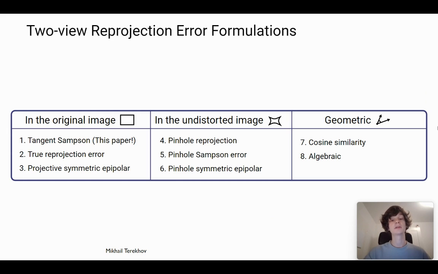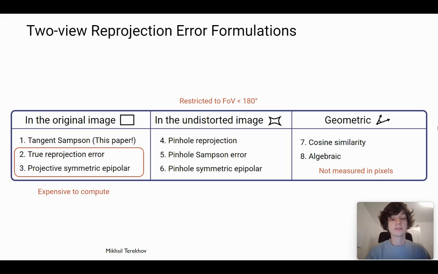In the paper, we compare it to 7 other error formulations. These error formulations are broadly split into 3 categories. Some measure the errors in the original image, some measure the error in the undistorted image, and some are geometric, such as, for example, the cosine similarity error.